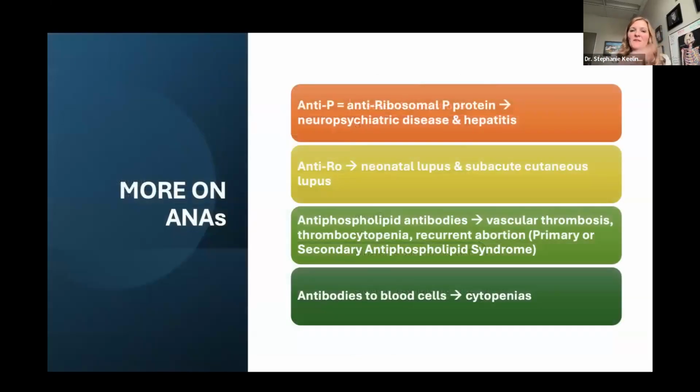So then you might say, well, what about all that other stuff on the panel? They're not particularly all that helpful, but if you care, anti-ribosomal P is super rare, but some people with neuropsychiatric lupus are at more risk when they have this antibody. The antiphospholipids we've sort of talked about, the WET panel, but that is a way to screen if the person might be at risk for primary or secondary antiphospholipid syndrome. And what does that mean? That means if they have any history of vascular thrombosis or stroke or heart attack at a young age, clots, or recurrent pregnancy loss.